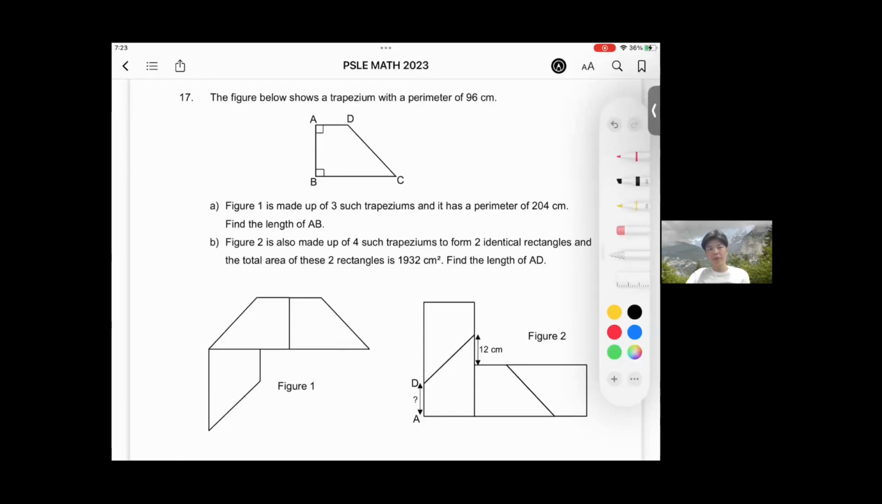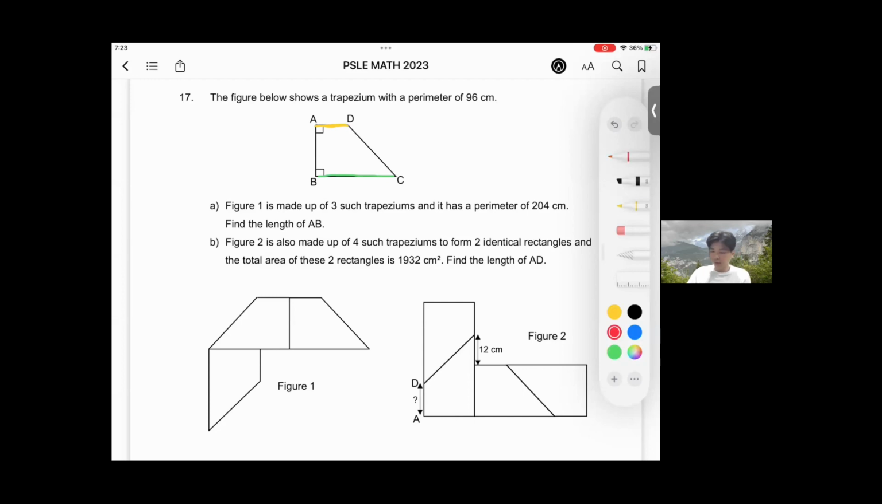Question 17. The figure below shows a trapezium with a perimeter of 96 centimeters. We know that a trapezium has a pair of parallel lines. So I'm just going to use some colored pens to illustrate the four different sides of this trapezium. This yellow line here is the shorter of the parallel lines. The longer one will be the one in green.